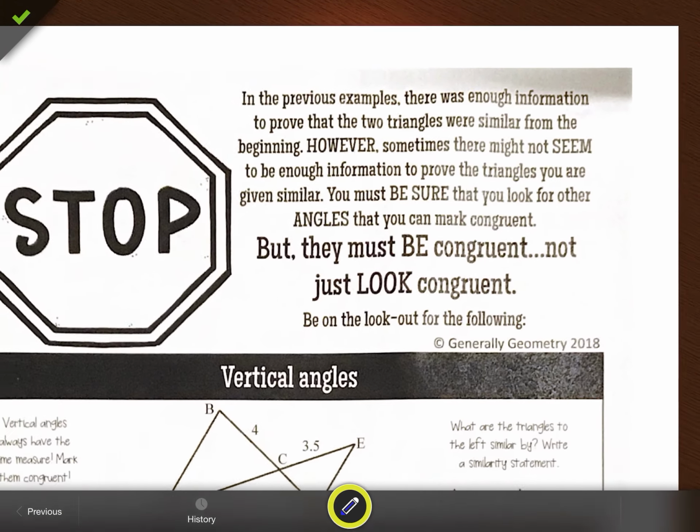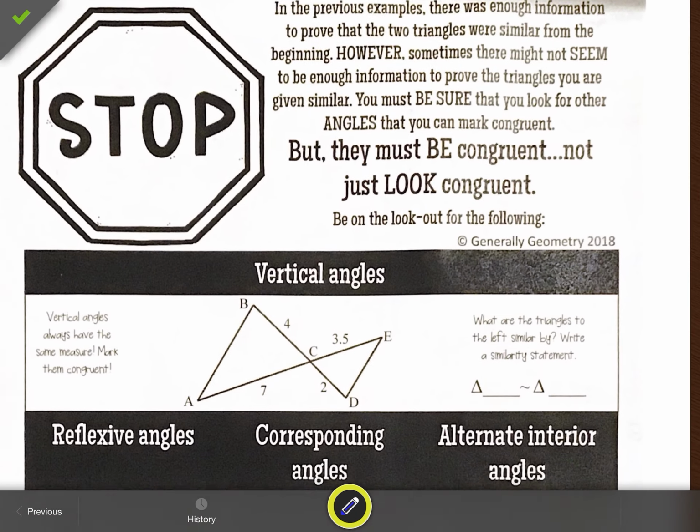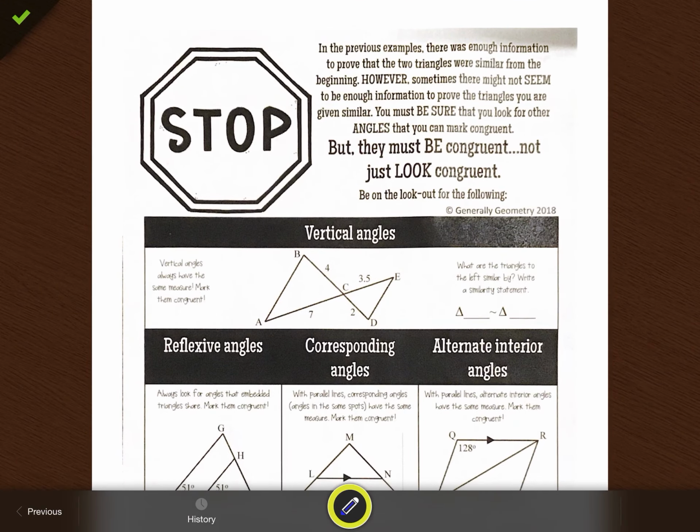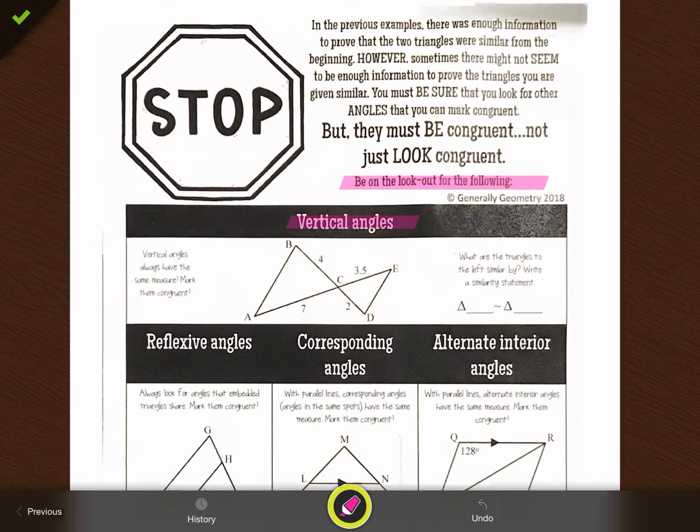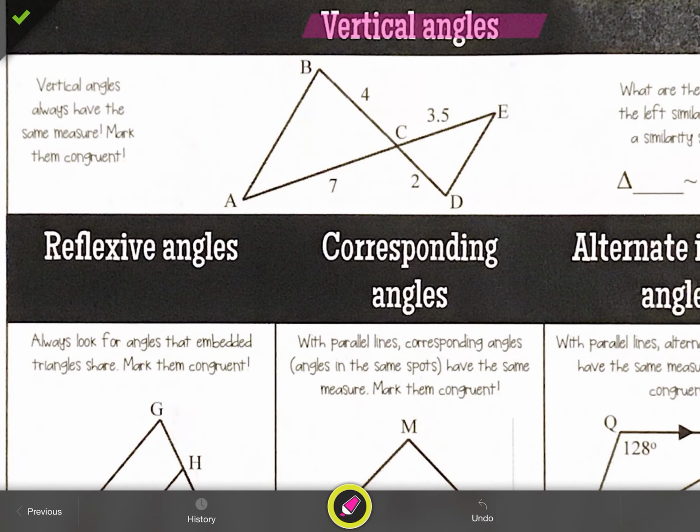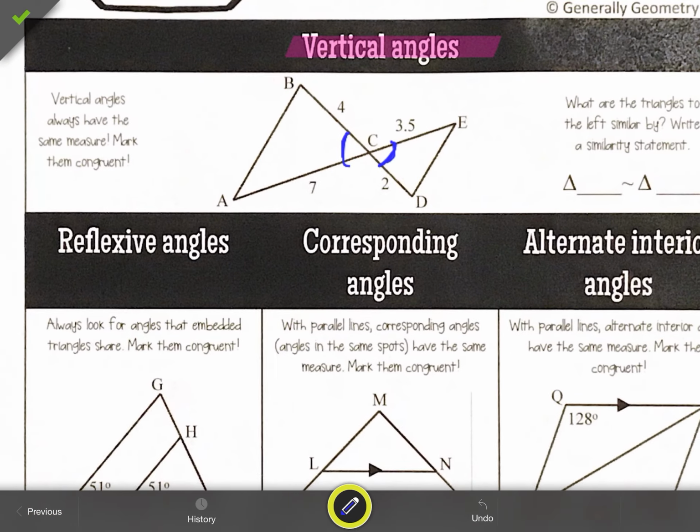Now, just like last time, and I'm not going to read you this whole little paragraph they write out up here, sometimes you're going to have to mark your own things. Okay, sometimes, just like when we did congruent triangles, they're going to leave stuff unmarked because they're going to assume that you know to mark them yourself. Okay, so be on the lookout for the following. The first thing, vertical angles, just like before. Vertical angles always have the same measure. You have to mark them as congruent. Again, we talked about that a lot. Okay, so there we go.